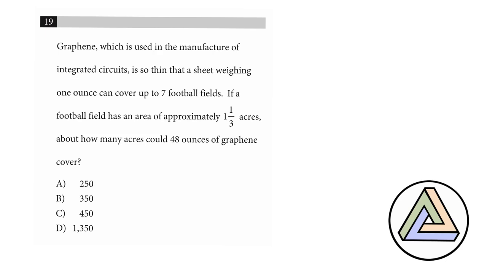7 football fields. So my thought is, they're basically saying that 1 ounce covers 7 football fields. And by the way, each football field has an area of 1 1/3 acres. Now, since the final question is asking how many acres could 48 ounces of graphene cover, instead of thinking of area in terms of football fields, we're going to be better off thinking of area, the area that graphene can cover, in terms of acres, because the final question is asking about acres. Acres as related to 48 ounces of graphene, right?